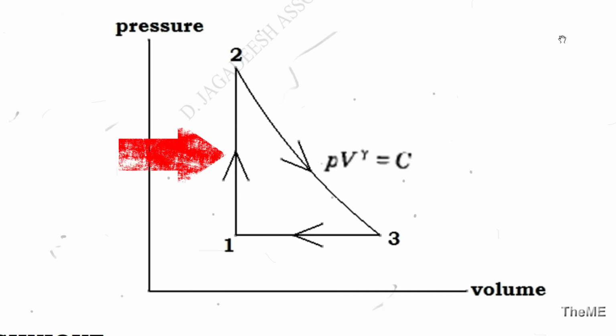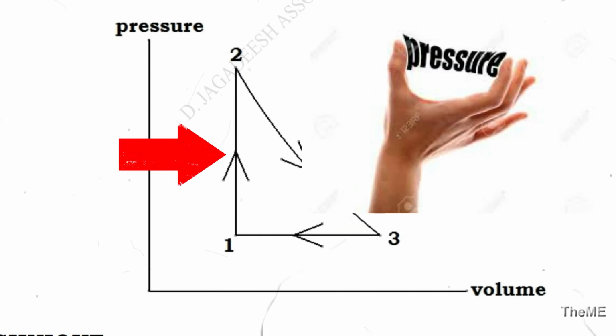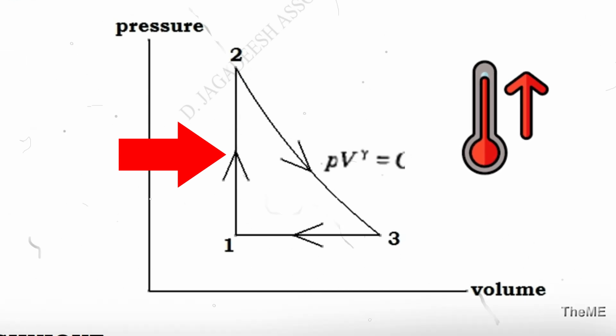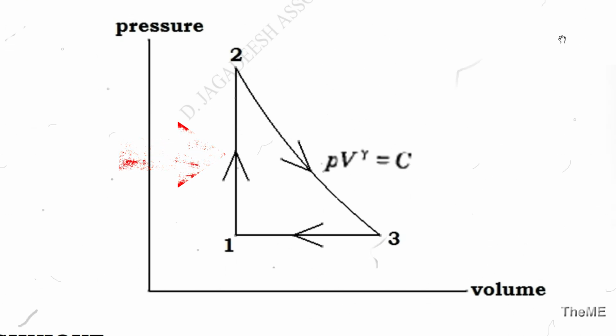1 to 2 is a vertical line where volume is constant and pressure is being increased. Now remember, according to the ideal gas law, when volume is constant, temperature must increase when pressure increases. In order to increase the temperature, we have to add heat. Therefore, in this process, heat addition takes place.